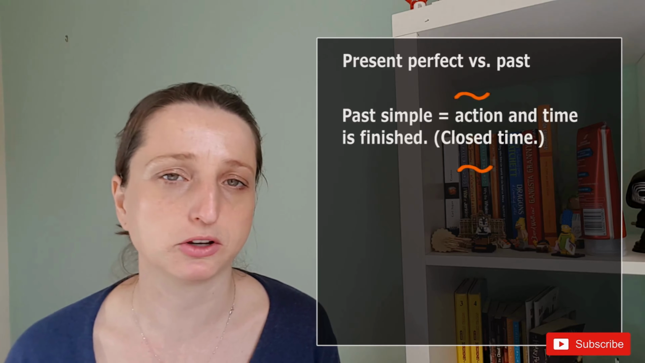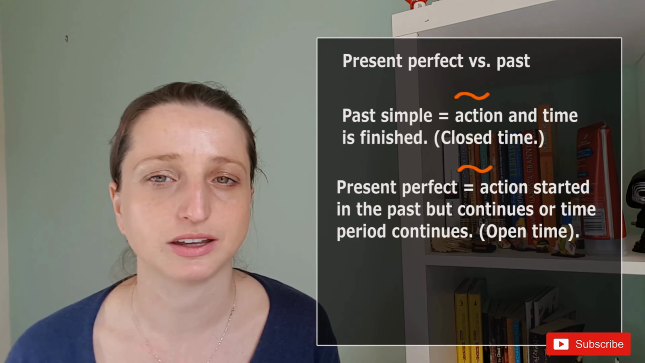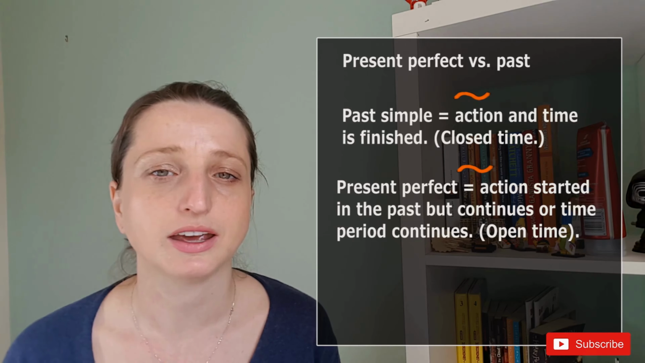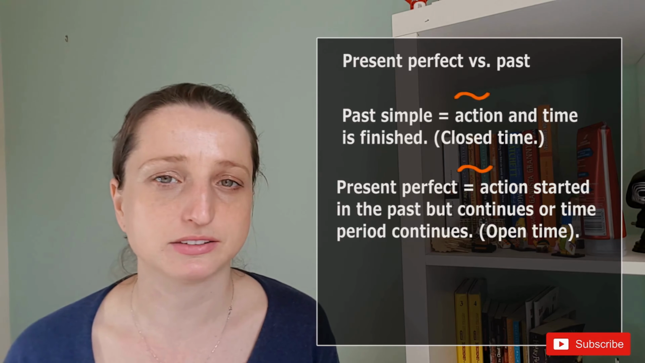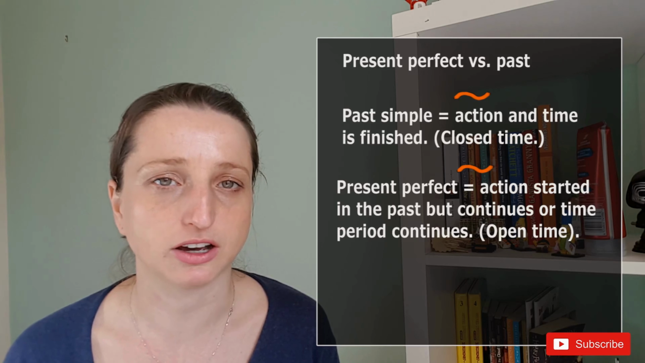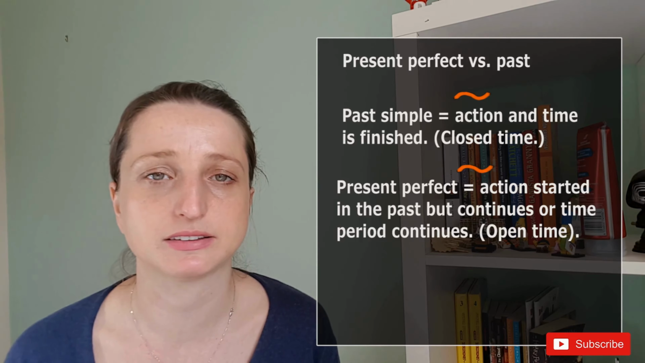Now, the first major confusion that students have is when do you use the present perfect and when do you use the past? Well, the past simple refers to actions that have finished in a period of time that is now over. This is called closed time. Present perfect, on the other hand, happens in the past but continues until the present. These actions happen in what's called open time. That is to say, a period of time that started in the past but still exists.